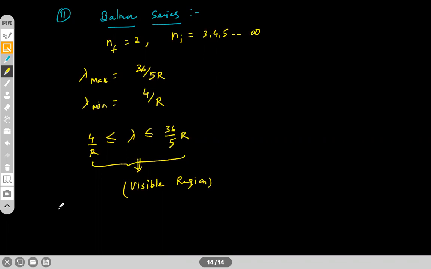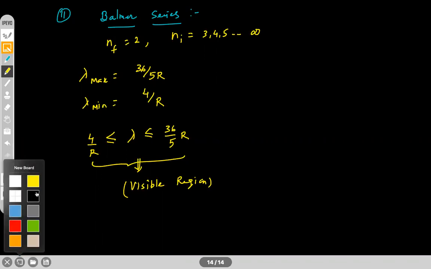Okay. So now we are done with it. For any other series, Paschen, Brackett, Pfund, you can find out lambda max and lambda minimum easily from the nI and nF values. Now, the next thing we are going to understand here is the dual nature of light.